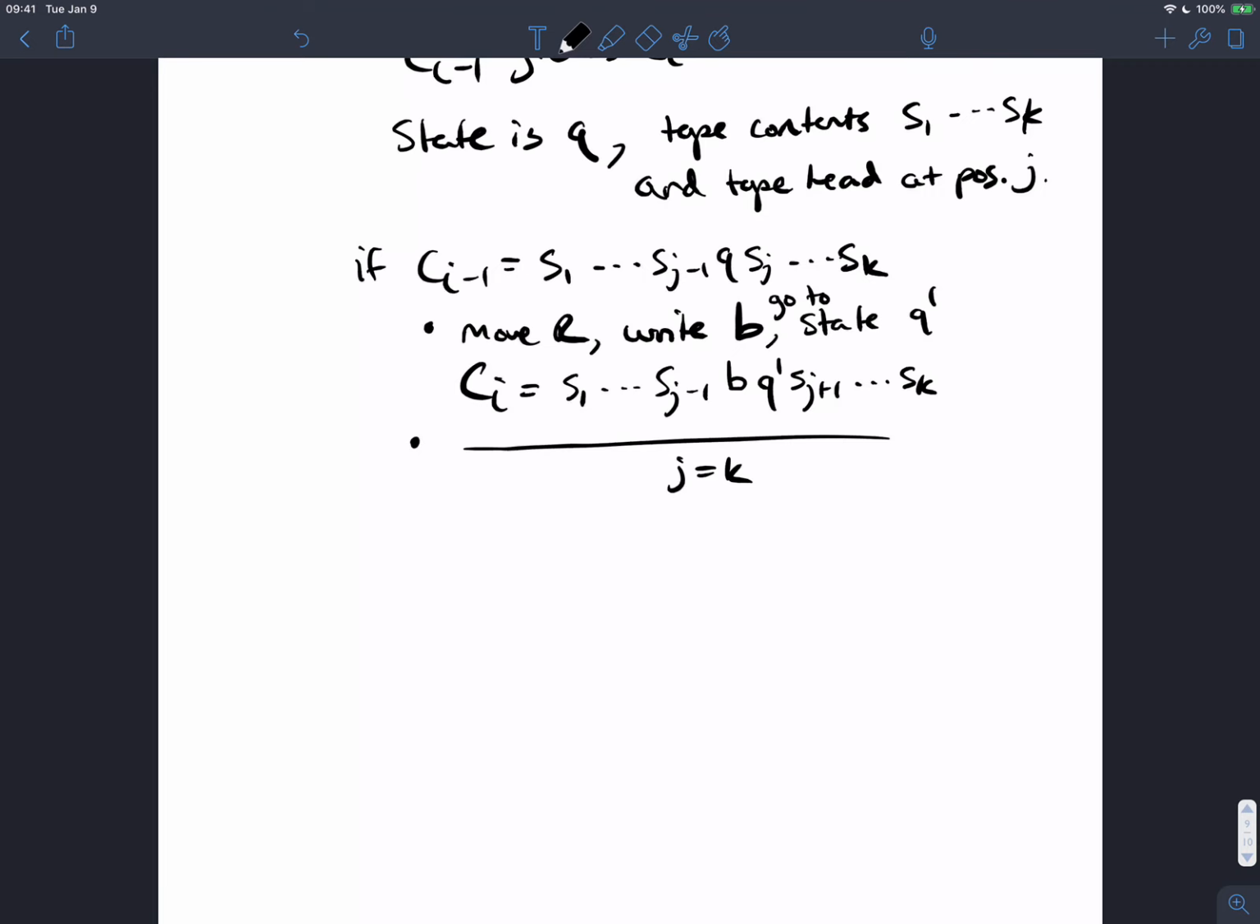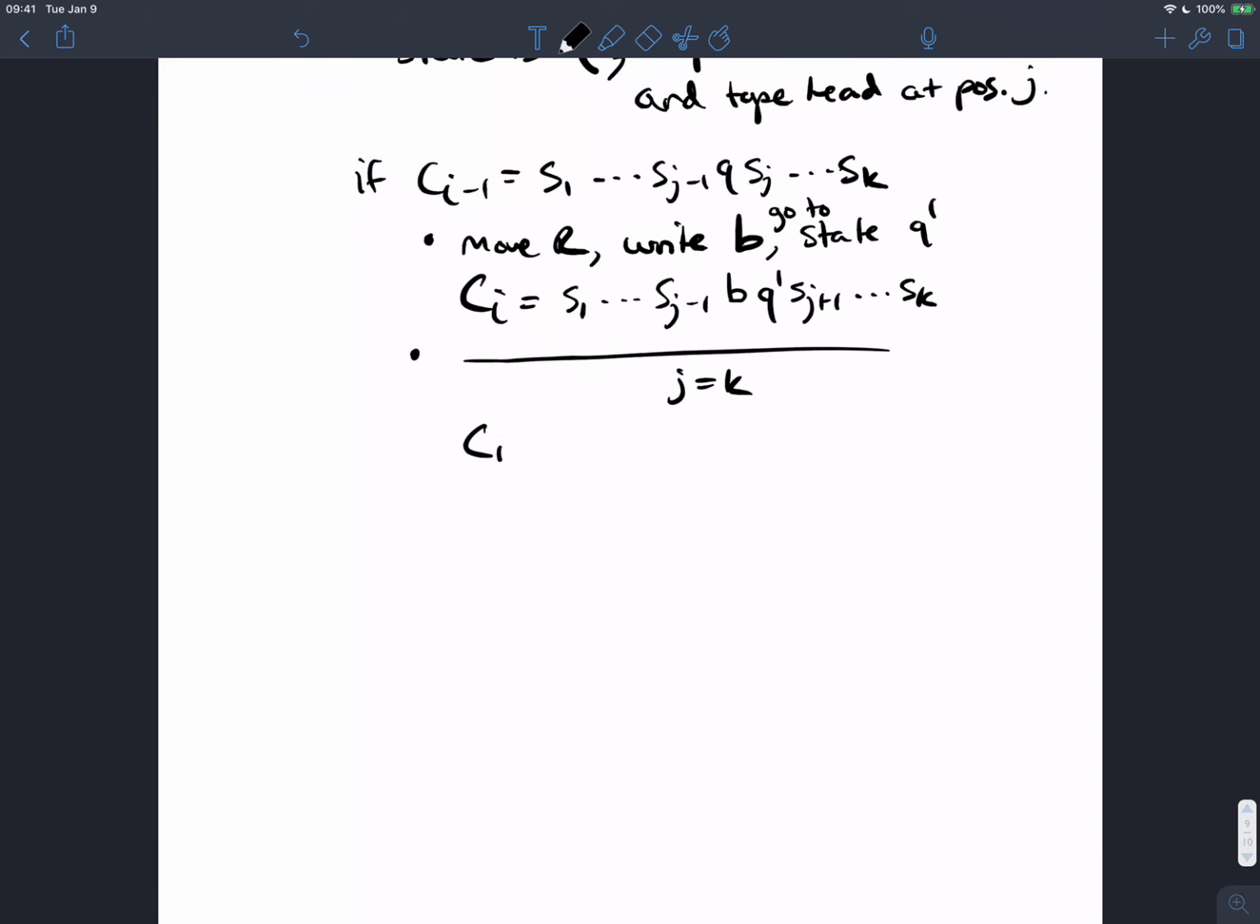What thing am I going to look at next? A blank character. So in this case, now we're going to put the blank character into the configuration. CI is going to be the same thing as before: B, Q prime, S_{j+1}. Oh, no. That should be this, and it should be a blank character there. Just to note, if we go too far, we're going to put a blank character in the configuration. That's all we're going to do.